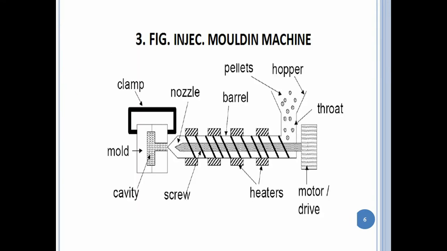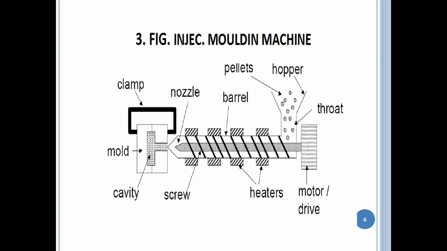Now this is the injection molding machine, that is a sketch. See here, these are the clamps shown here, the nozzle, the pellets, the hopper, the barrel, the throat, the motor or the drive. Then again the heaters are there, the screw, cavity, mold.